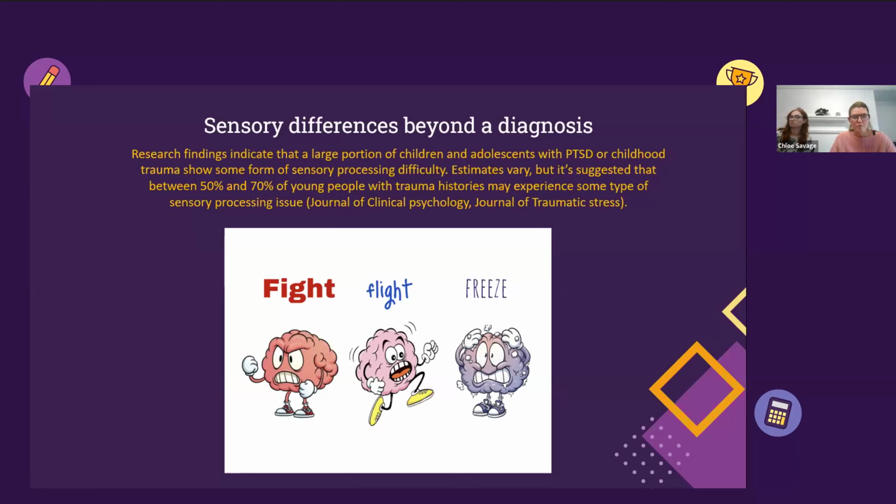Now, children with trauma tend to, not always, but tend to have really heightened fight, flight, freeze response systems. So the pathways in the brain and the neural networks that are set up to activate these fight, flight, freeze responses are much more easily stimulated. And that is also something that can cause these sensory differences.